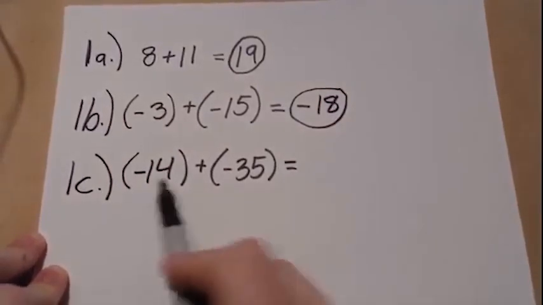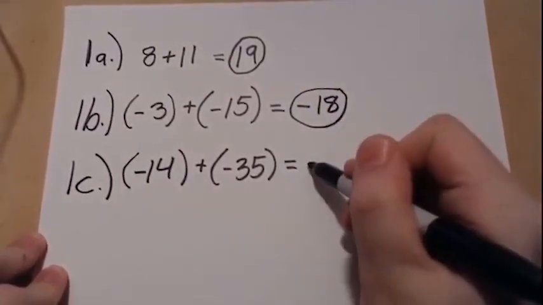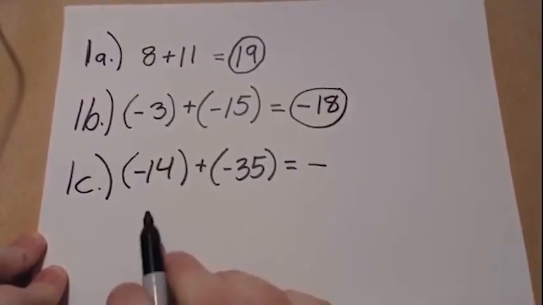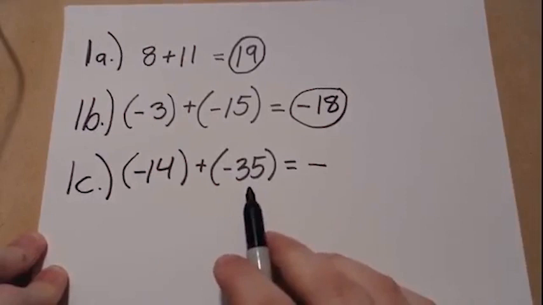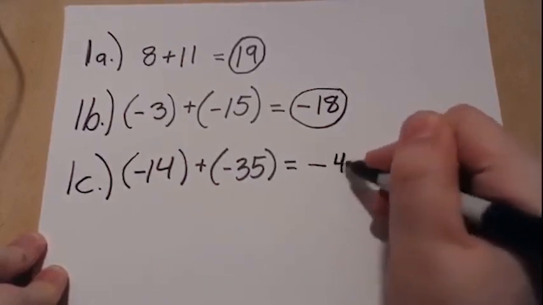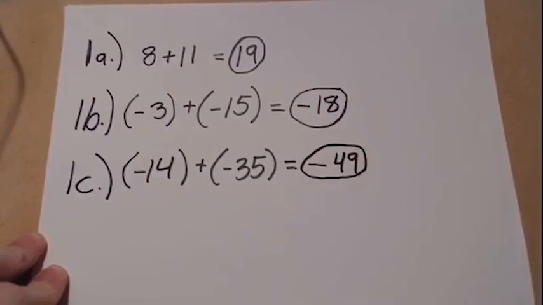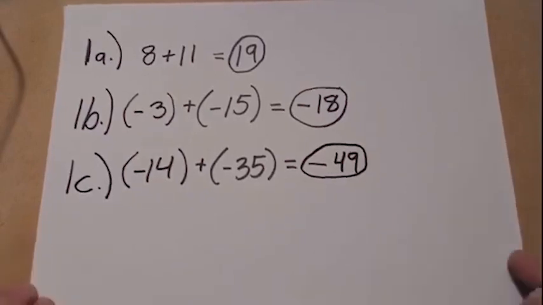In 1C, both numbers are negative and we're adding, so our answer will be negative. 14 plus 35 is 49. So our answer, negative 49.